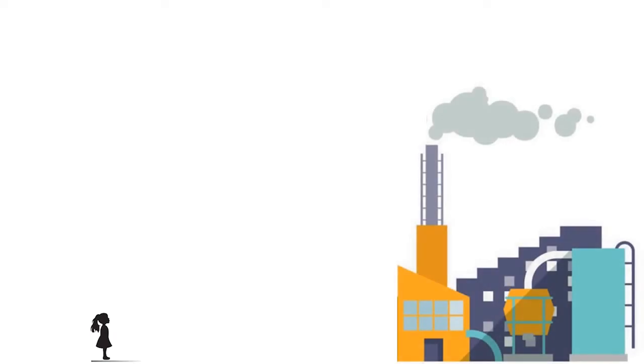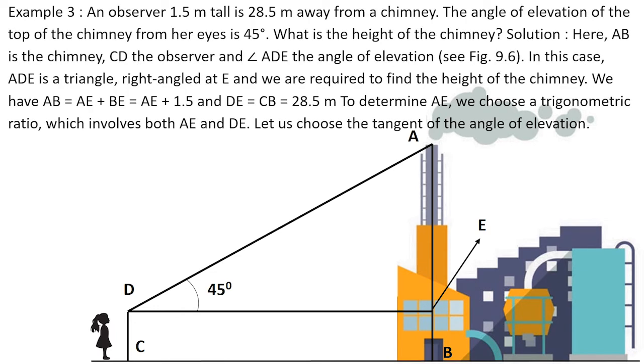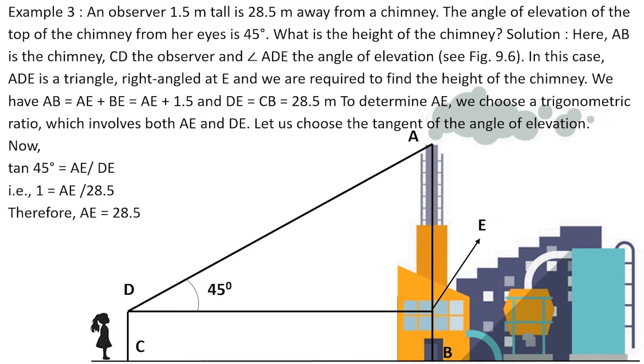Let's look into another example. Here in the picture we can see a 1.5 meter tall observer in front of a chimney which is 28.5 meters away from her. The elevation angle of the chimney top from her eyes is 45 degree. We have to find out the height of the chimney. From the diagram we can deduce some information such as the height of the chimney is AB and the height of the observer is CD.